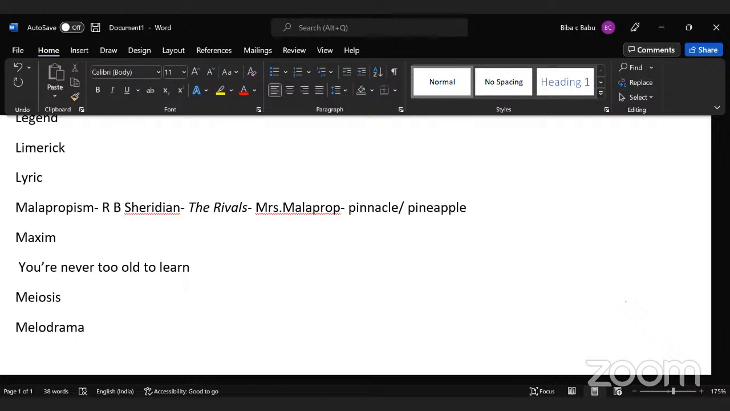No. See, you will have a scratch. A scratch is very small, right? In a scratch, there won't be enough blood. It is just like a mark or something. But a wound means heavy blood loss. That is a big thing.